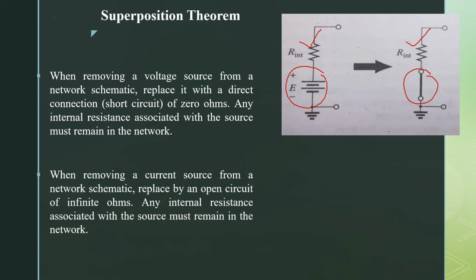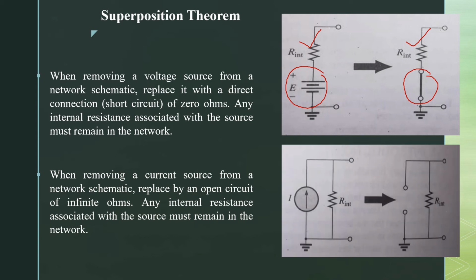When we are removing a current source from a network, it is replaced by an open circuit of infinite ohms. Any internal resistance associated with the source must remain in the network. From the figure you will see that we have that current source I. When we are going to remove that current source, we replace it with an open circuit, but the internal resistance remains in its position.